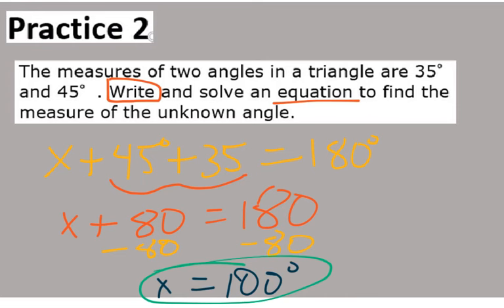Okay, that is a look at the sum of angles in a triangle. Simply need to remember that all three angles in a triangle add up to a total of 180 degrees.